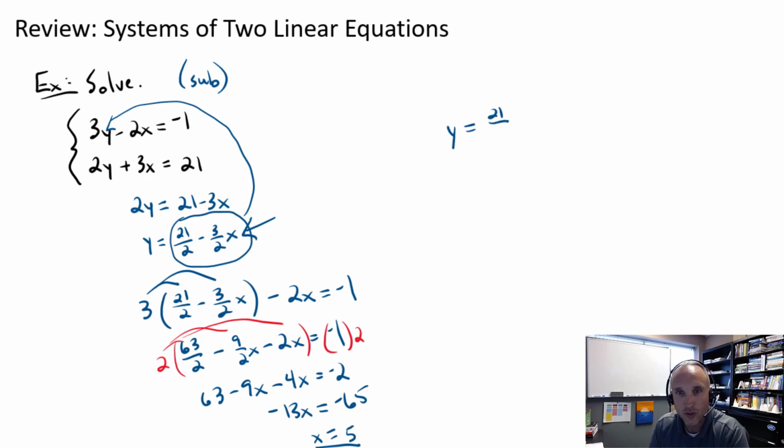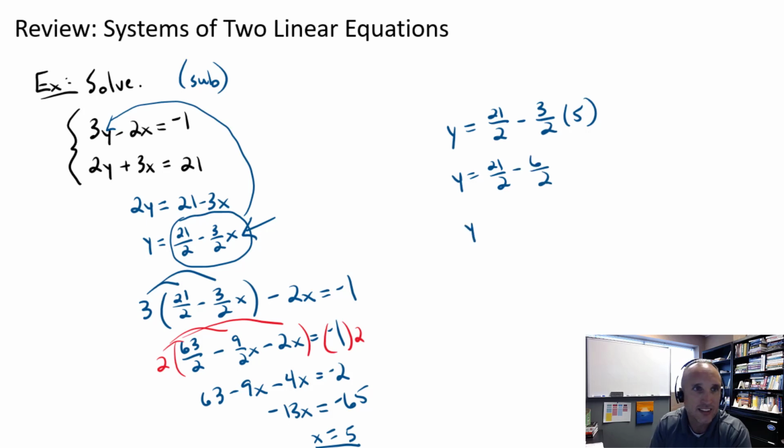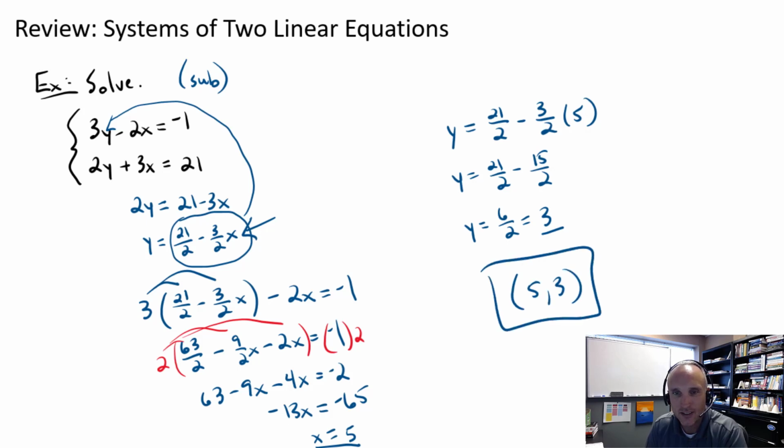So y equals 21 halves minus 3 halves times 5. So we have 21 halves minus, sorry, minus 15 halves. There we go. I'm ahead of myself. So that's 6 halves, which reduces to 3. And so our solution again is the ordered pair 5, 3. And that's a quick review of solving systems of two linear equations by substitution or elimination.